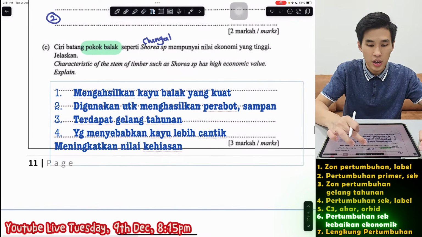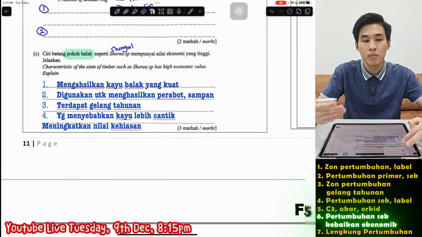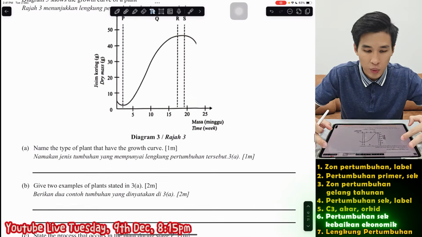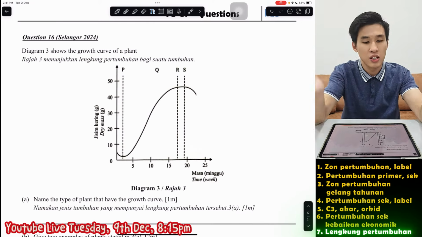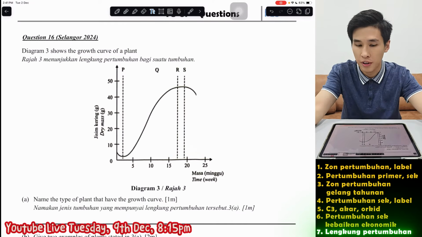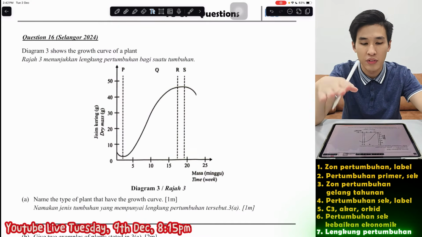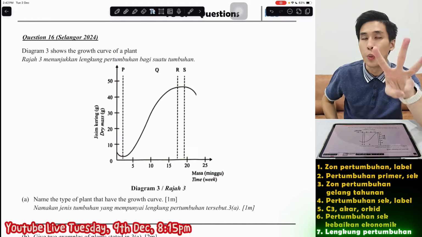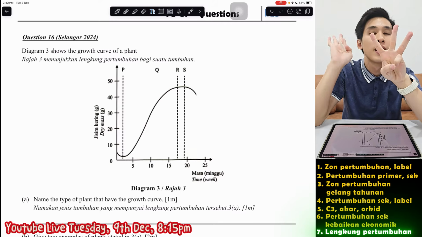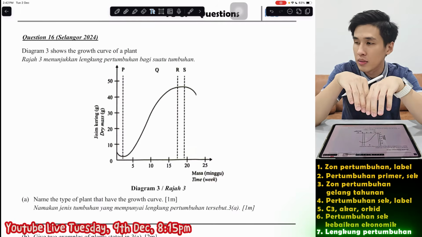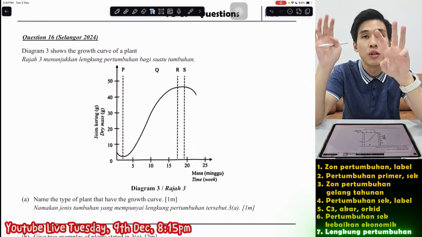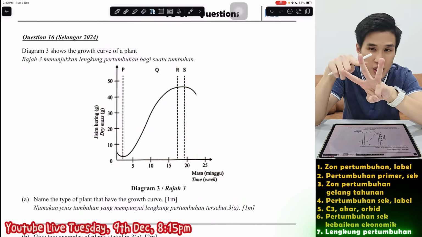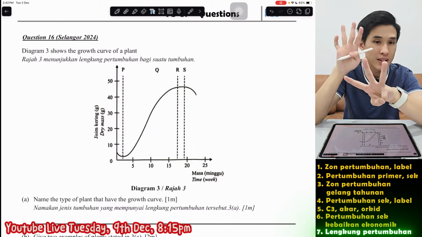Alright, so yeah, these are the things you can say about pokok ini. And one final question, okay, adding the bonus here, this is actually 2024 punya trial because all the trial that we did this year don't have this Lengkung Pertumbuhan. So remember, ada 3 jenis Lengkung Pertumbuhan dalam tumbuhan. You got tumbuhan semusim, dua musim, and also more than 2 years one, tumbuhan sakar.